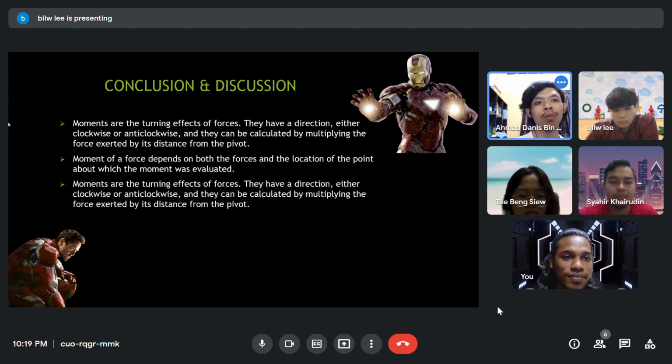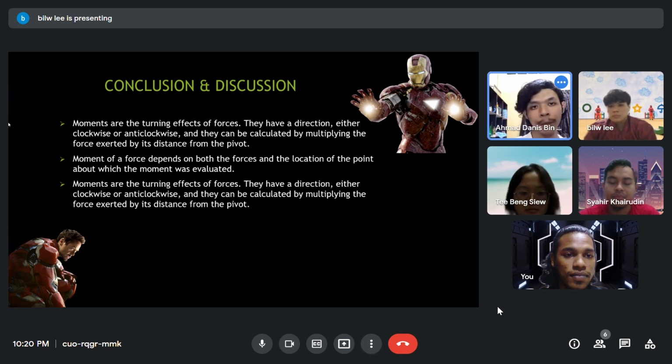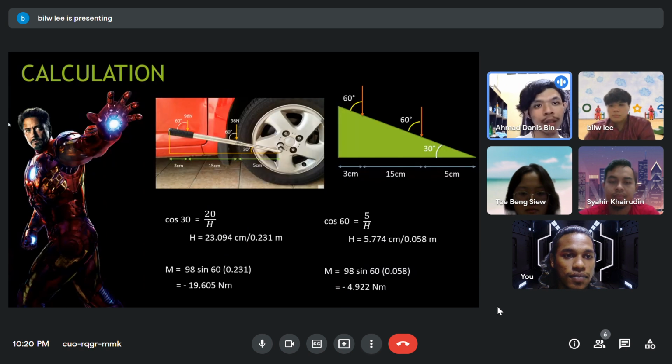From this problem, the discussion we had is that if the distance from the point is different, the moment is different. We can see that in the first calculation, the distance is 0.231 meter, and the moment we get is negative 90.605 Nm, and in the second, the distance is 0.058 meter, and the moment we get is negative 4.922 Nm.